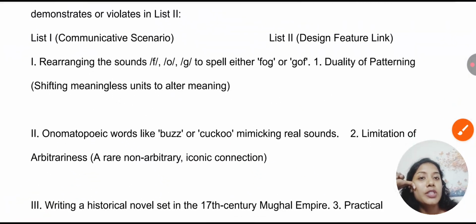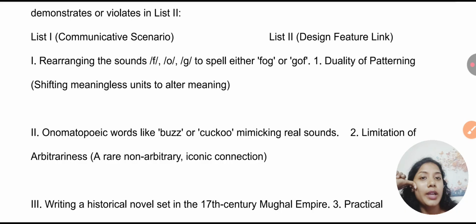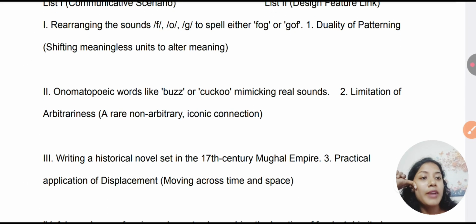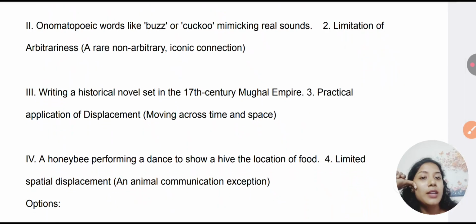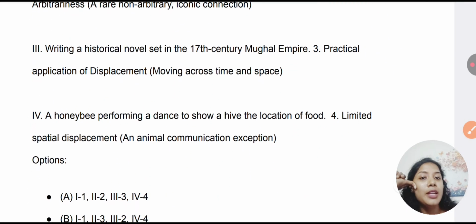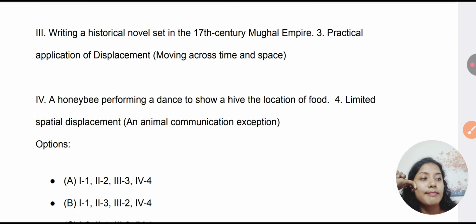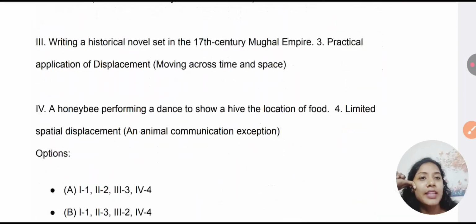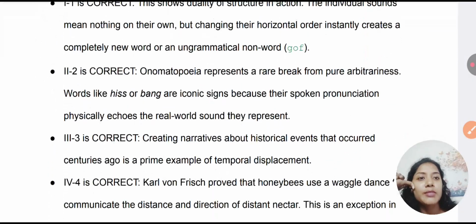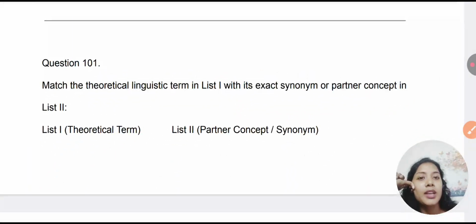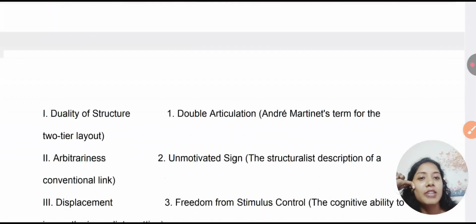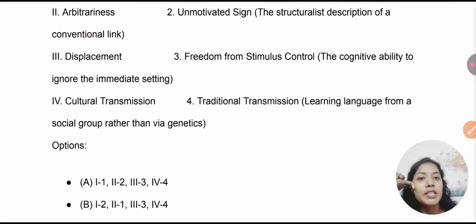100 questions we have finally reached, and this is again duality of patterning, limitation of arbitrariness, practical application, and limited spatial displacement. Finally, we have reached the 100 questions. Let's skip this. Question 101, arbitrary displacement, let's do this one.